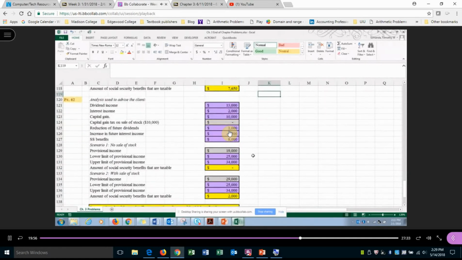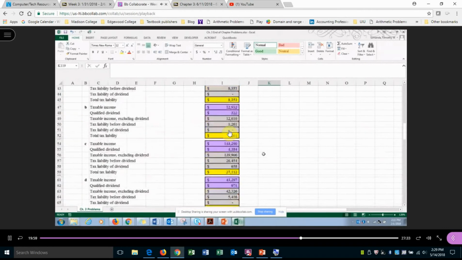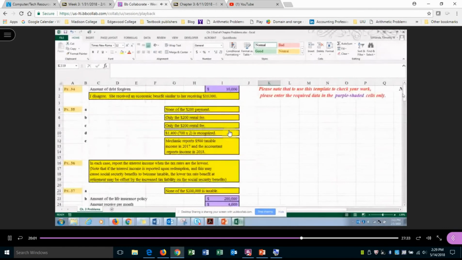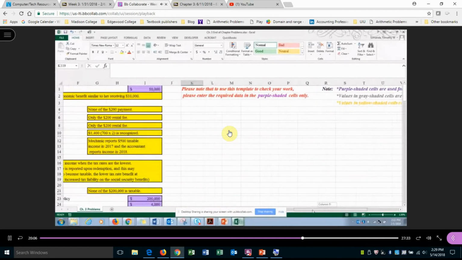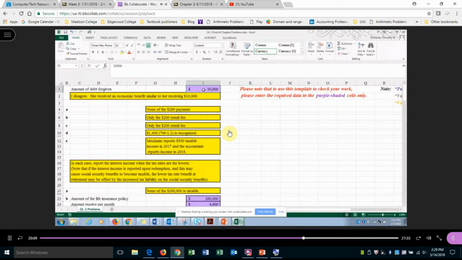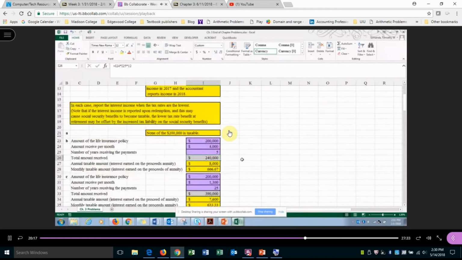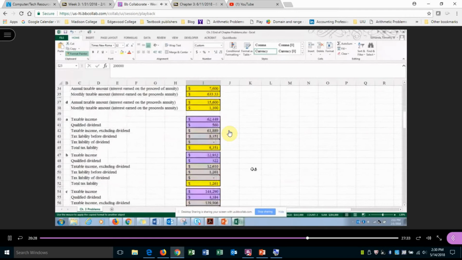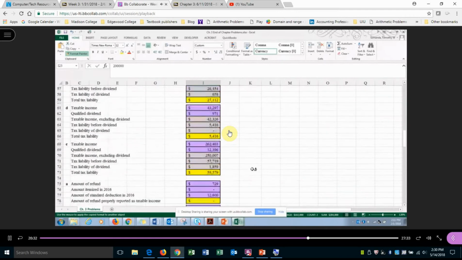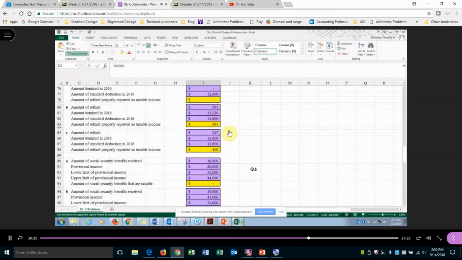Okay, so 42. Generally, the way I construct these templates and these Excel spreadsheets is my color coding: the data given in the problem is purple, so you can enter data in purple cells generally only. The gray cells represent intermediary calculations, so they'll have formulas in them. And then the yellow cells will have answers, the final answers. So I'll scroll down here to number 42.